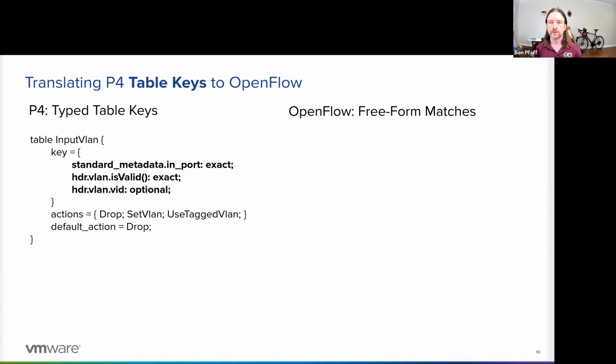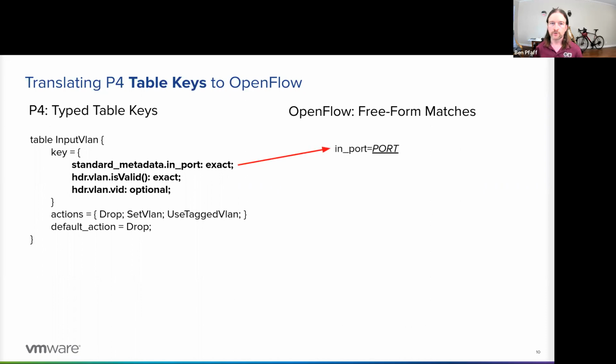OfP4 translates each flow added to the P4 table into an OVS flow. Let's look at the key part first. Each line in this key defines some field or expression that a flow in the table matches and how it matches. OfP4 has to translate each of these matches into part of an OpenFlow match. Let's look at each of them in this example.